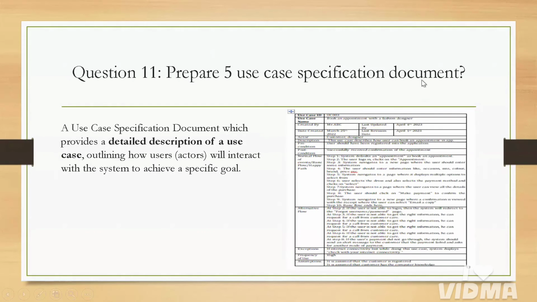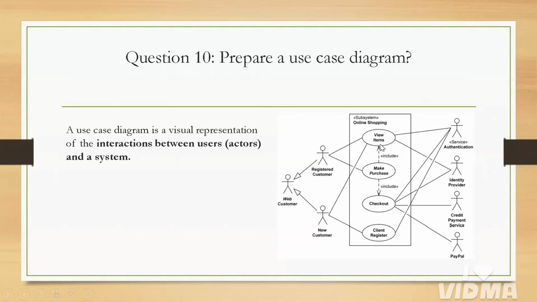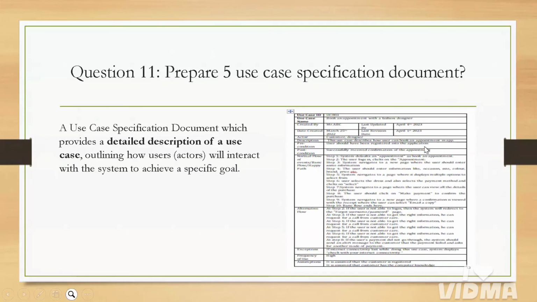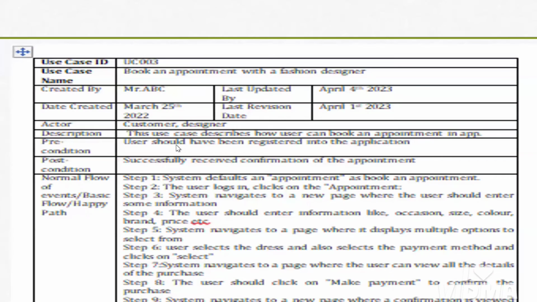So for each and every use case we will maintain a use case specification to provide detailed description of everything regarding that use case and its functionality. If you observe this template clearly, we have the use case ID, which is the ID for the particular functionality or use case, and the use case name, created by, and updated.